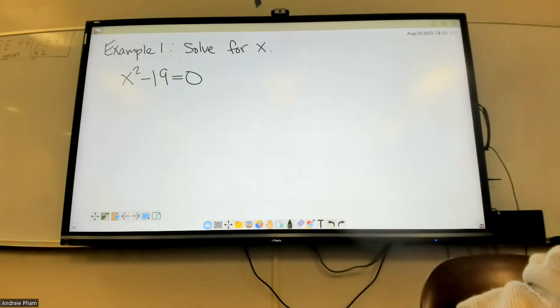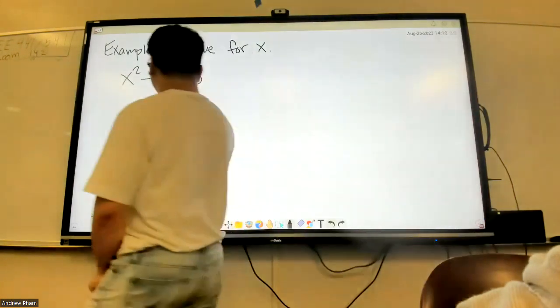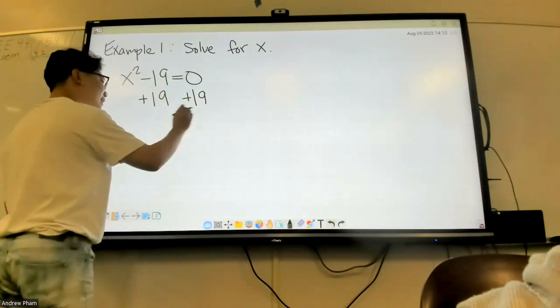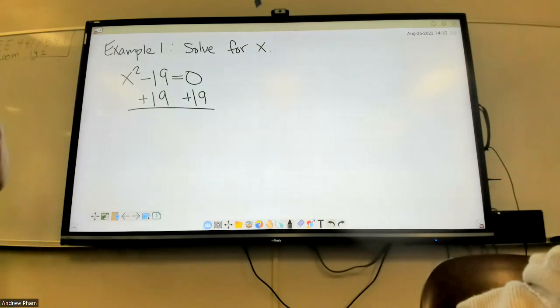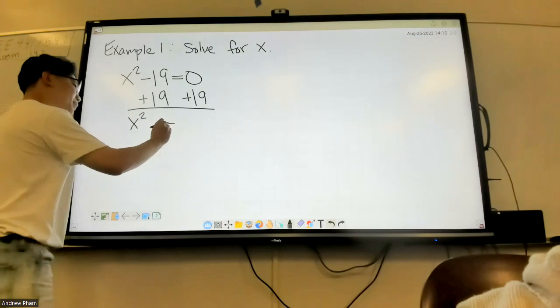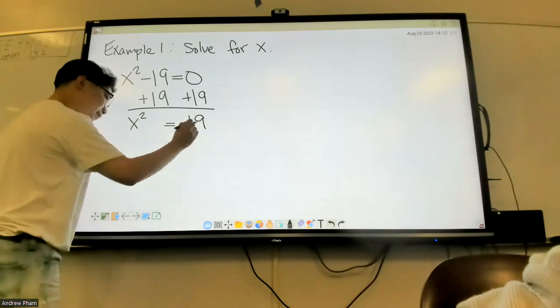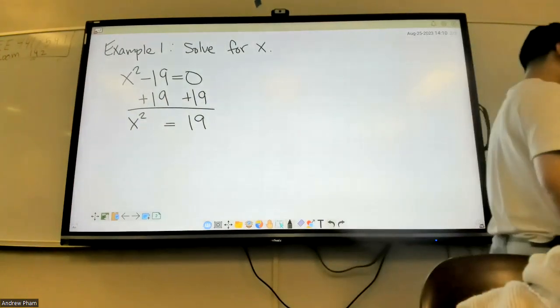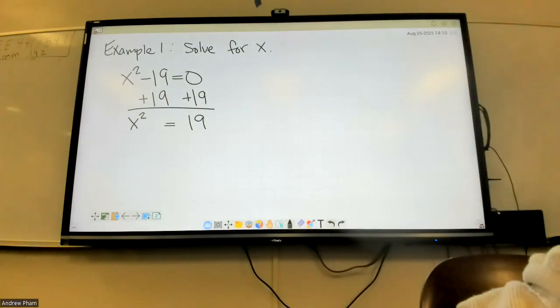Yeah, we can go ahead and add 19, for example. If I add 19 to the left and to the right, again, it's an equation. I have to do it to both sides. I get x squared is equal to, well, 19. All right, so that's really nice. My end goal is x equal to something. I'm almost there. I got an x squared.